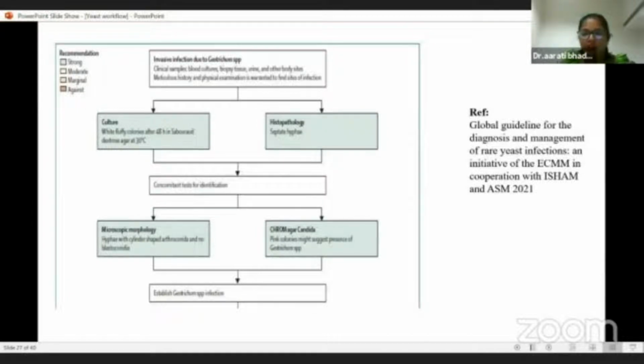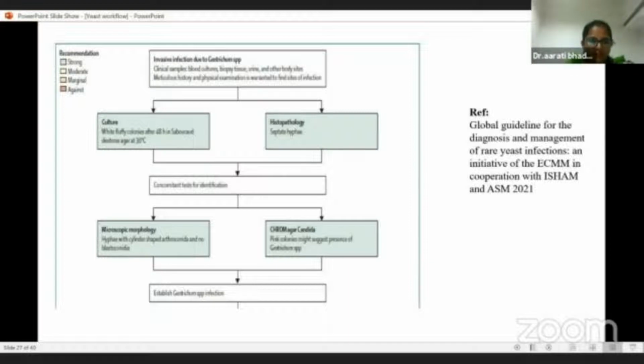So again, for this Geotrichum, the 2021 guidelines from ECMM in cooperation with ISHAM have been released. For that, actually, clinical samples will be blood culture, biopsy, tissue, urine, and other body sites. Meticulous history and physical examination is warranted to find the site of infection. Then we will go for the culture. There we will get the white, dry, fluffy colonies within 48 hours. And in histopathology, septate hyphae can be seen.